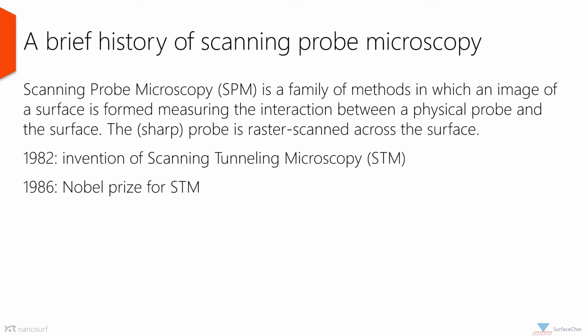AFM belongs to the family of scanning probe microscopies, also known as SPM. This is a family of methods in which an image of a surface is generated by measuring an interaction between a physical probe and a surface by raster scanning that probe across the surface. Please note that other techniques that use raster scanning, for example confocal optical microscopy or electron microscopy, are not regarded as an SPM technique. The first SPM technique that was developed was scanning tunneling microscopy in 1982 by Gerd Binnig and Heinrich Rohrer. Both shared half of a Nobel Prize for Physics in 1986.